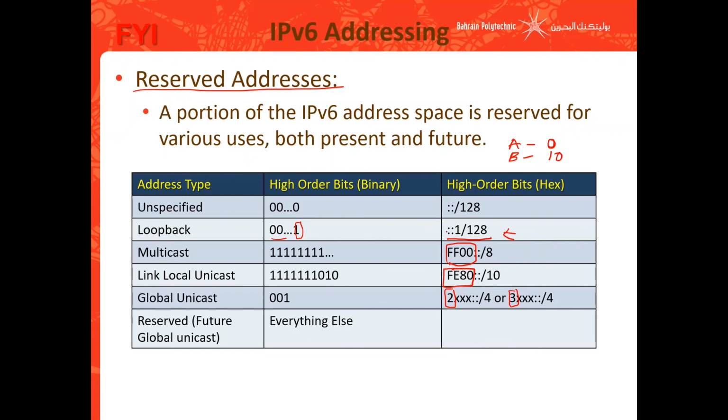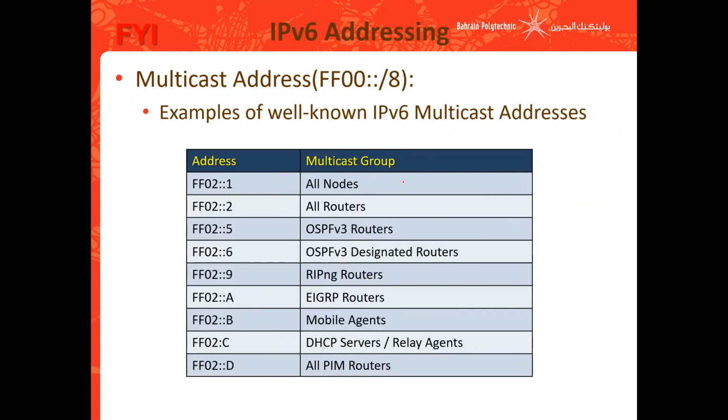Just remember, for loopback, this is the address that you have. For multicast, it would start with FF00. If you see an address with FF00, you would know it is used for multicast. And for link local unicast, you would know that it starts with FE80, so on and so forth. Again, this is for your information, but it will start making sense once we do more questions about this. These are just examples of multicast addresses, and multicast is an address that allows you to send packets to multiple devices.